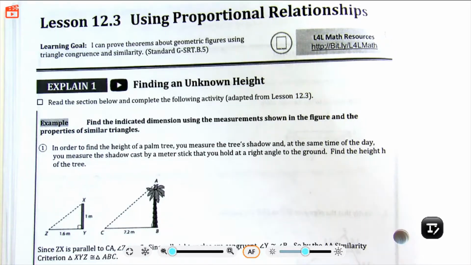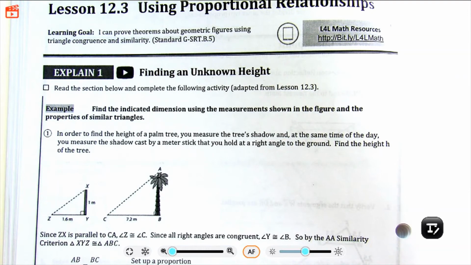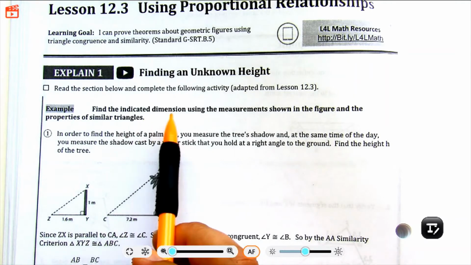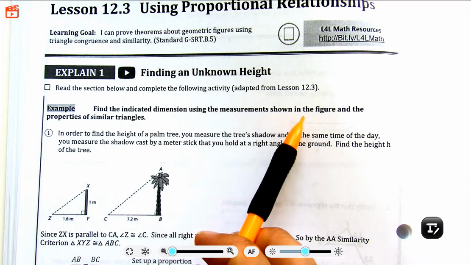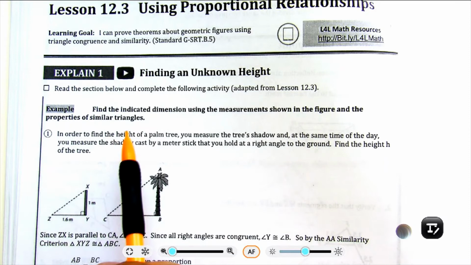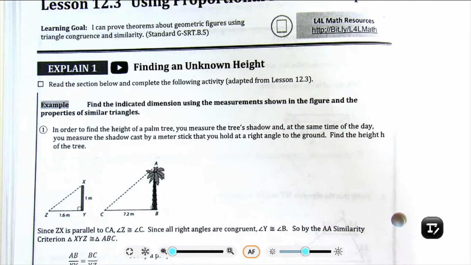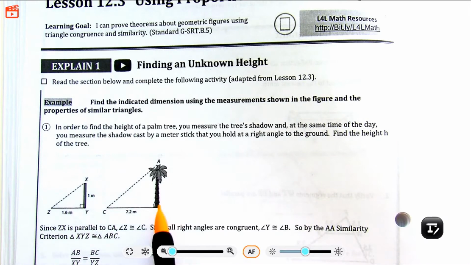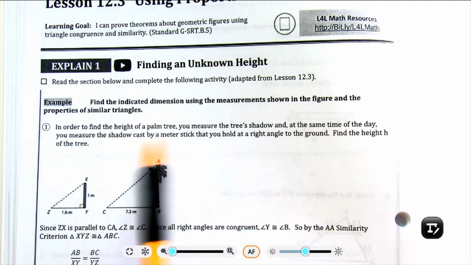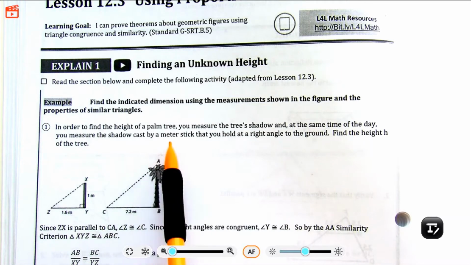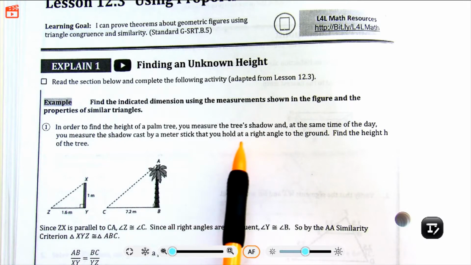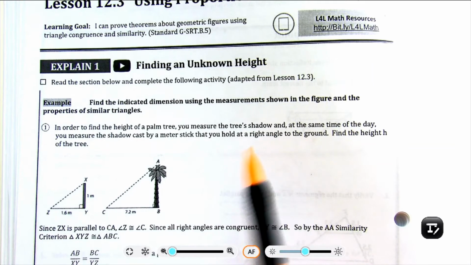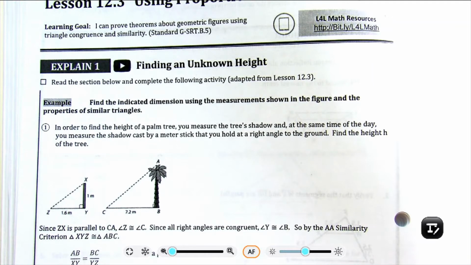The first thing we're going to look at is example 1. They want us to find the indicated dimension using the measurement shown in the figure and the properties of similar triangles. So for problem number 1, in order to find the height of a palm tree, you measure the tree's shadow, and at the same time of the day you measure the shadow cast by a meter stick that you hold at a right angle to the ground. Find the height h of the tree.